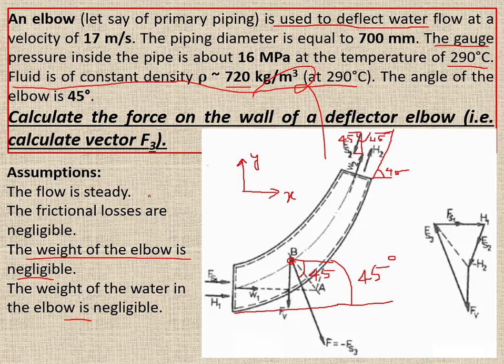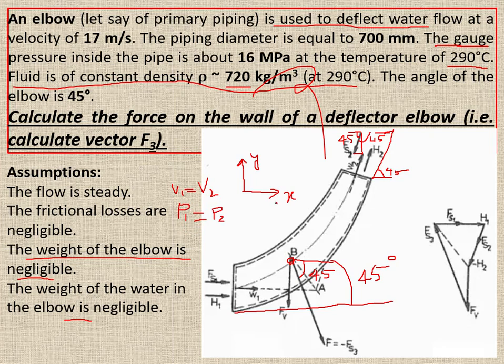When we say the flow is steady, that means V1 is equal to V2, if the cross-section area is the same. And second, when there is no friction loss, that means P1 is equal to P2.